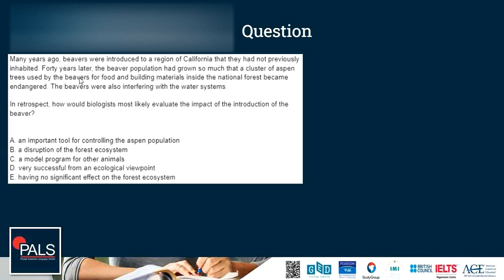Since the beavers used a cluster of aspen trees for food and building materials, which led the aspen trees to become endangered in this part of the park. So this was a disruption to the ecosystem. Plus the beavers were introduced to the region, so they were before not there.